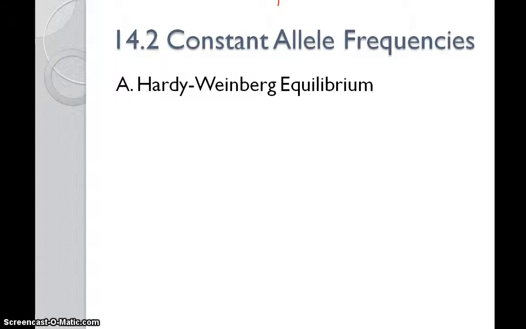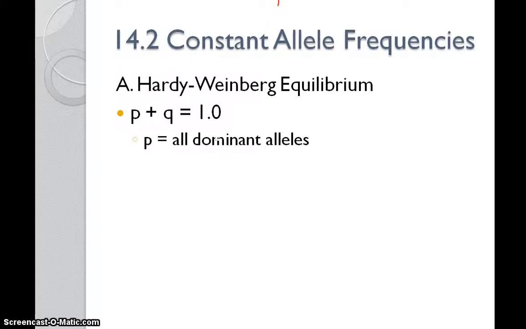Okay, today we're going to be talking about using the Hardy-Weinberg equation to solve some problems. First, let's just quickly review what the Hardy-Weinberg equation is. Basically, we have two variables, little p and little q. P plus q add up to 1. P is the variable for all dominant alleles. It is also known as the dominant allele frequency.